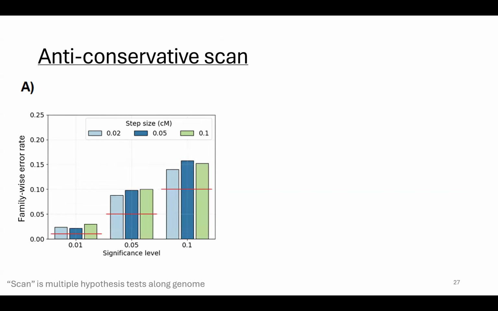Here are the results. I'm using a horizontal red line as well to aid the audience on what the significance level is. So uniformly, we're observing anti-conservative behavior. Our calculated family-wise error rate exceeds the desired multiple testing significance level. It is somewhat interesting here that the step sizes don't seem to impact this family-wise error rate, and I'll comment on this later.